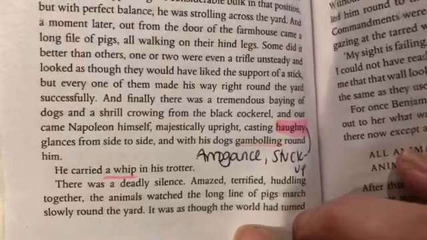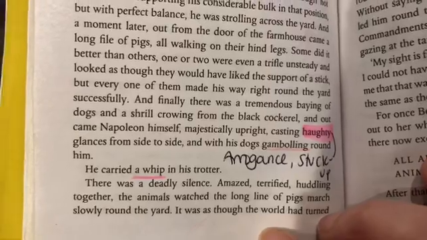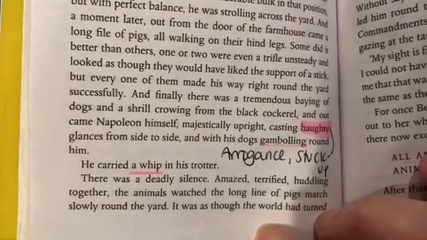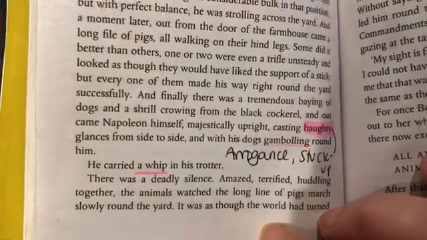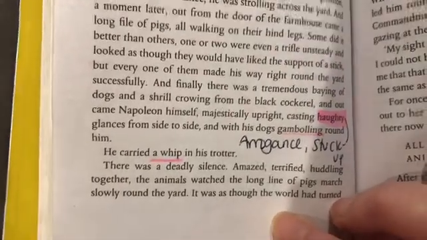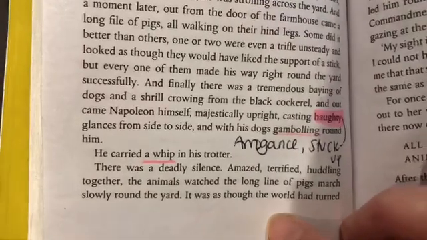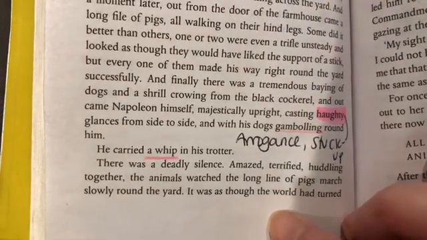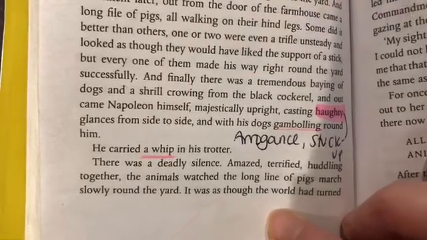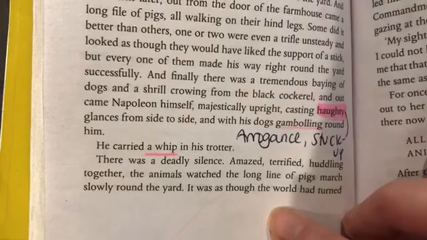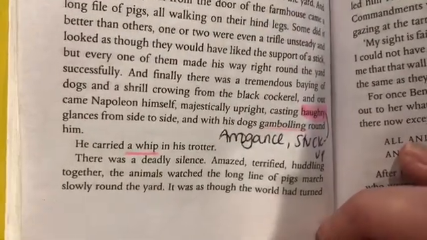Okay, haughty is to be sort of arrogant and stuck up. He's looking down on all the others because he now has the superiority of being on 2 legs. Just think back, that definition of gambolling, the running and jumping excitedly. He carried a whip in his trotter. Okay, so that whip is also symbolic. Remember, the first act of the animals when they had won the rebellion was to burn all of the implements of torture that the humans had used on them, and now the pigs are using them themselves.